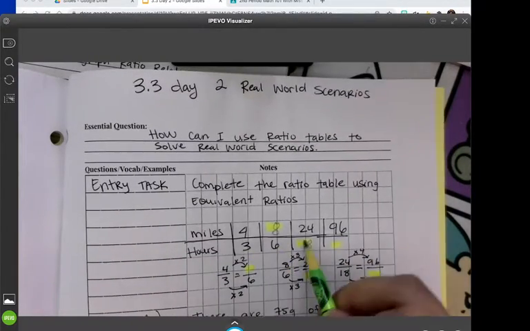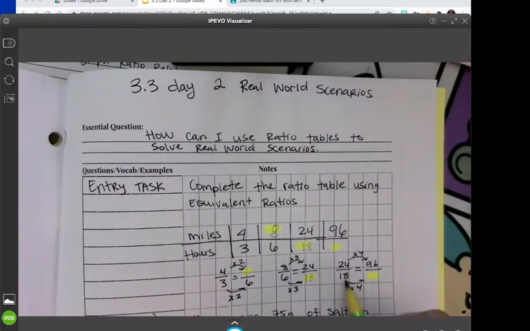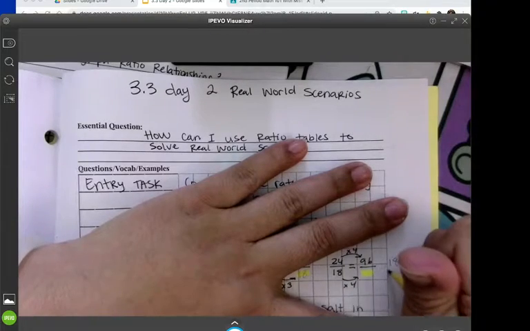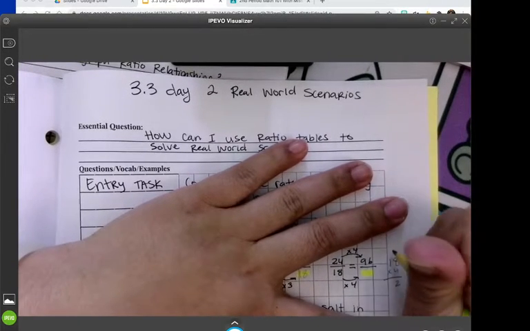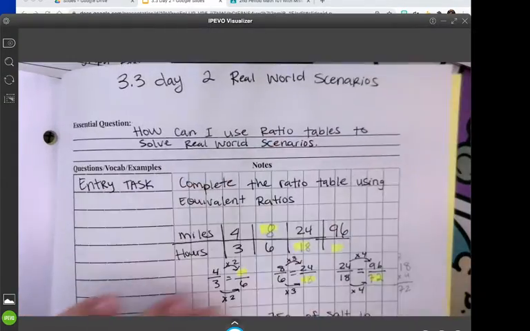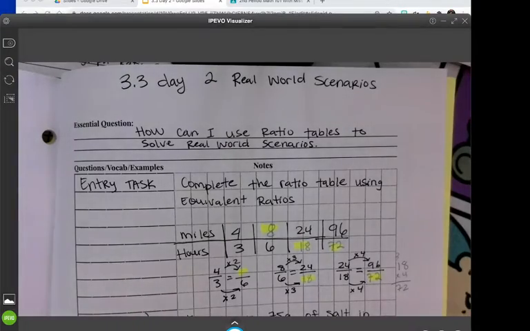Again, you could use 4, 8, or 24 to do the last one. I'm going to use 24. 24 over 18 is equal to 96 to blank. 24 times 4 is 96. So 18 times 4, I'm actually not sure what that is. 18 times 4, 8 times 4 is 32, looks like it is 72. There you go, that's completing a ratio table.